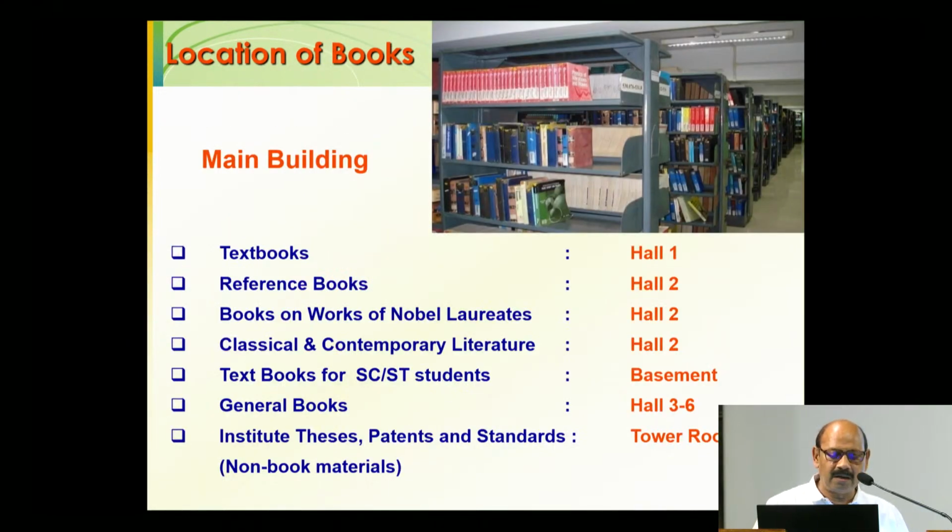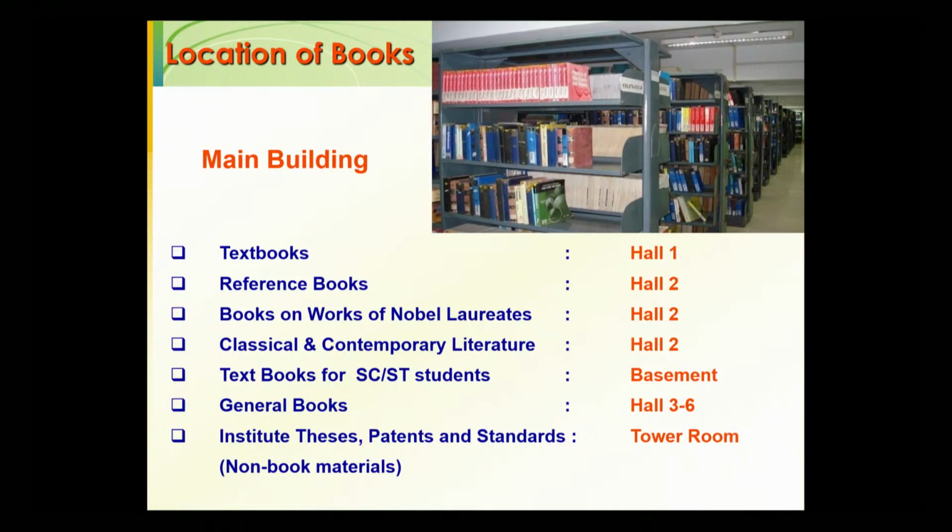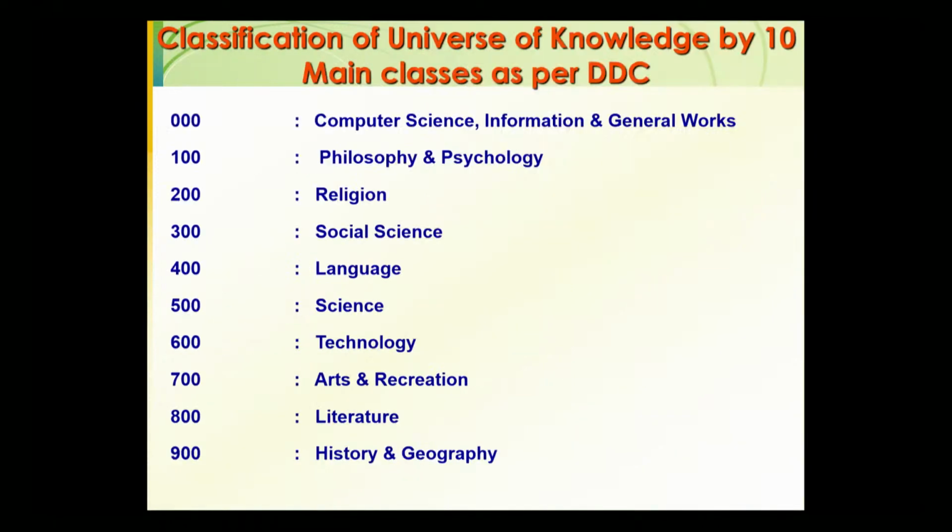Now this is important, this is where you will get the books. Textbooks are in hall number 1. Reference books are in hall number 2. Books on works of Nobel laureates are available in hall number 2. Classical and contemporary literature is in hall number 2. We have books earmarked for SC students, available in the basement. Books which are available for all are kept in hall numbers 3 and 6. So this is the classification system of the library.